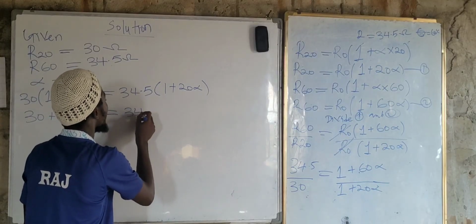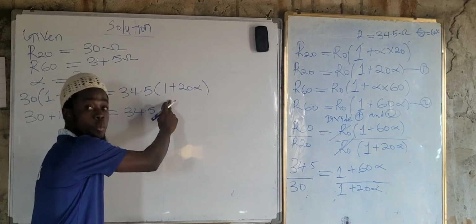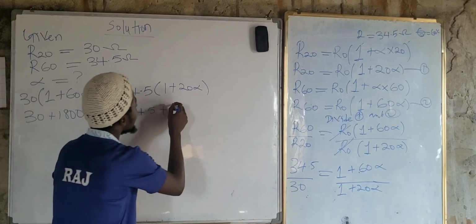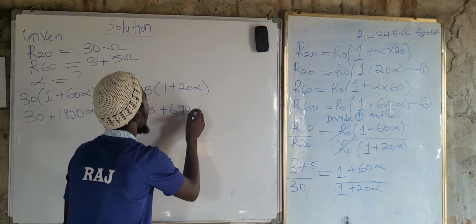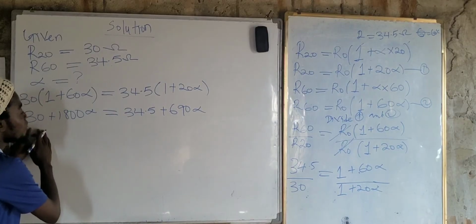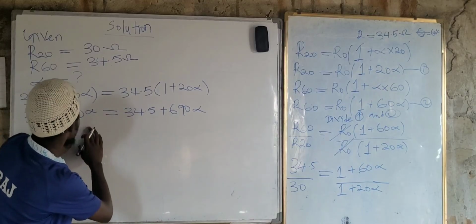Now here again, same as what? As 34 times 1 here, 34.5 times 1, same as 34.5, right? Now, plus here again, 20 times what do you have here? 690 alpha. Collecting like terms, right? Now, this is a constant. Look at this one here. This is alpha.